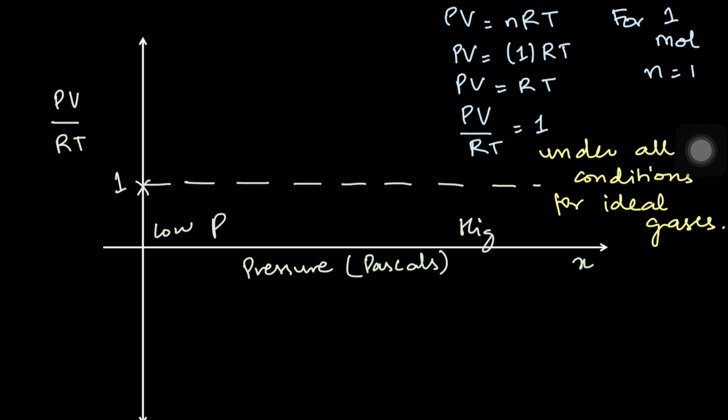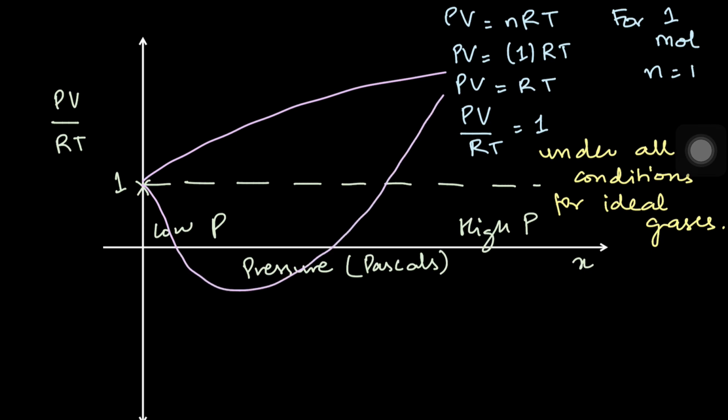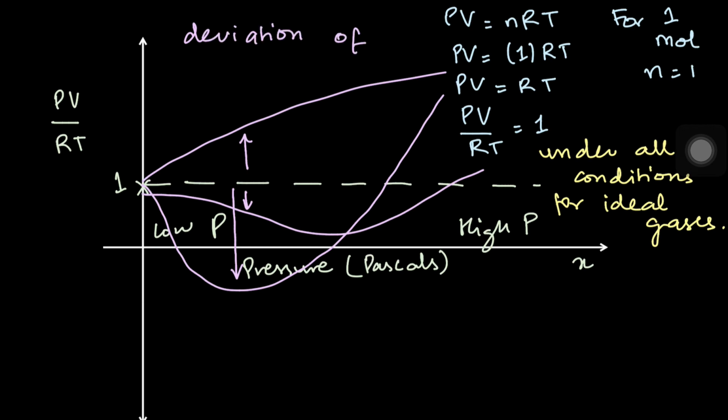But if it's a real gas, which is a non-ideal gas, the value should be more than 1 or less than 1, initially more than 1, then less than 1. The purple lines show that it is not equal to 1, so it is a non-ideal gas. The deviation of the PV divided by RT ratio from 1 shows it's a non-ideal gas, and that justifies that all the gases in nature do not behave ideally.